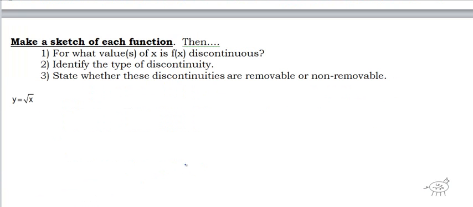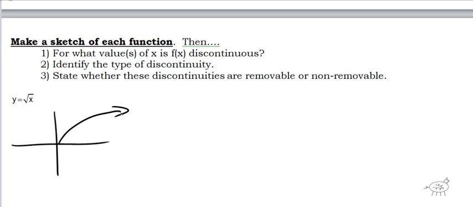So let's do some problems. It says make a sketch of each function. Then for number 1 is for what values of x is f of x discontinuous. Identify the types of discontinuity, which means a point, an infinite, or jump. Then state whether these discontinuities are removable or non-removable. Okay, pretty easy. So this first function, if I graph this, okay, it's going to look like this.